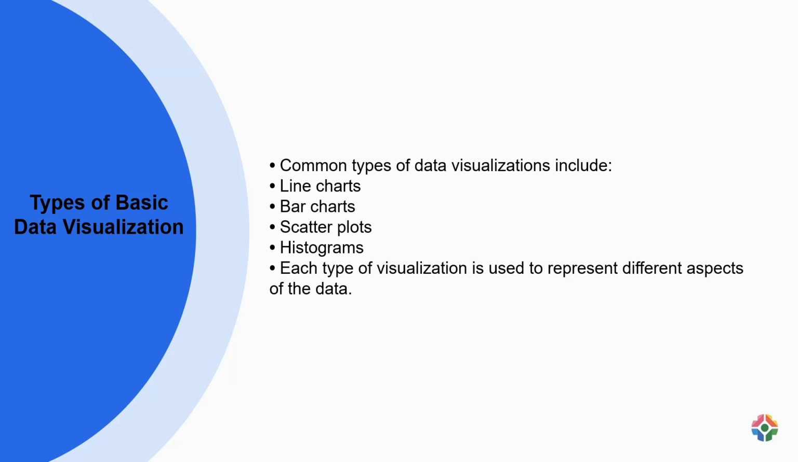Each type of visualization serves a specific purpose in representing different aspects of data, providing clear insights for informed decision-making. For instance, a line chart could be utilized to track monthly sales performance, while a bar chart may be employed to compare revenue across different product categories. Scatter plots can help visualize the correlation between marketing spend and sales revenue, while histograms can illustrate the distribution of customer ages in a database.